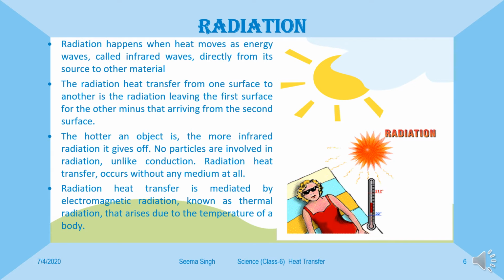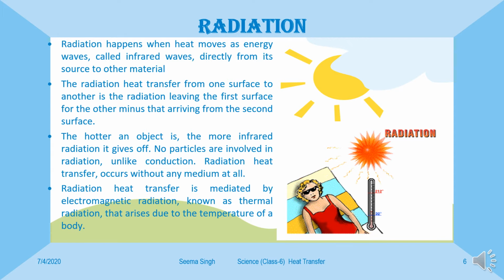After convection, now let's try to understand what radiation is. What is this process of radiation all about? Radiation happens when heat moves as energy waves called infrared waves directly from its source to the material. Whenever the wave termed an infrared wave in radiation moves from the source to another matter at a different temperature, it is radiation heat transfer.